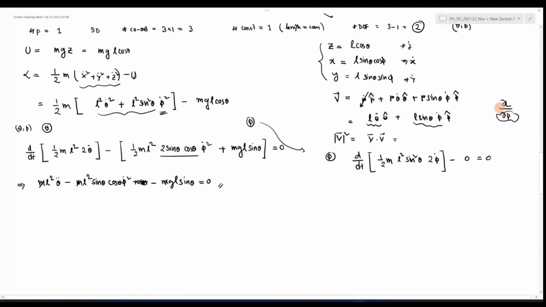This part you will get in next classes: if the Lagrangian does not have a coordinate dependency, then this is called a cyclic coordinate. If a coordinate is cyclic, then the momentum corresponding to it is conserved. So this becomes m L square sin square theta phi dot equal to constant. Can anybody identify what this term is in our problem?